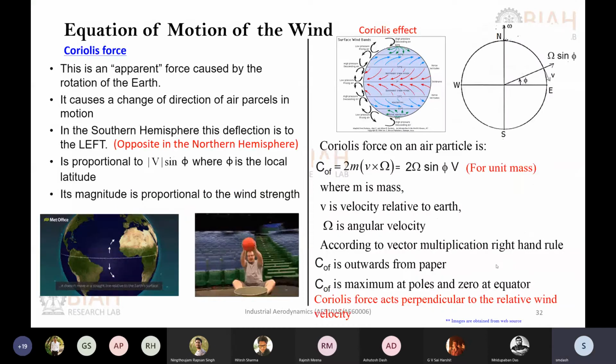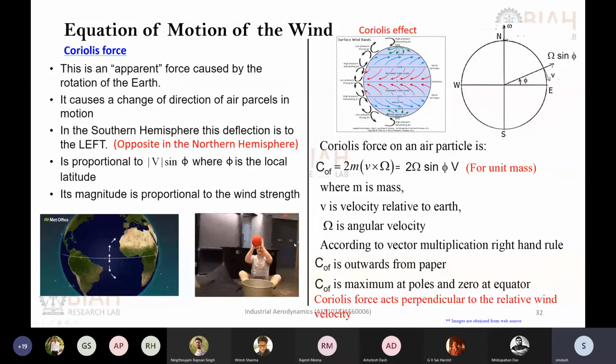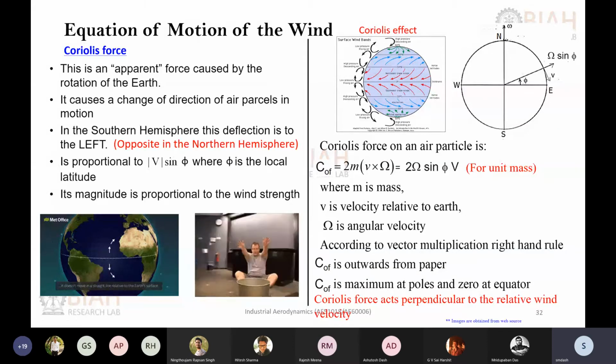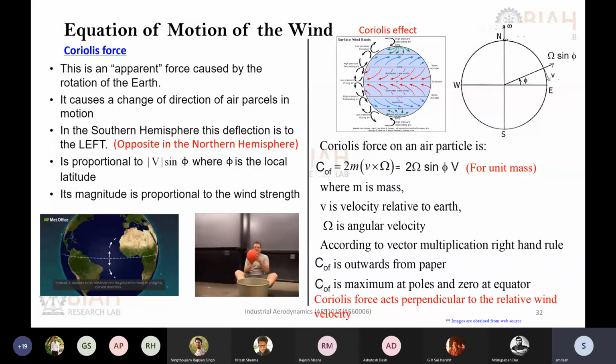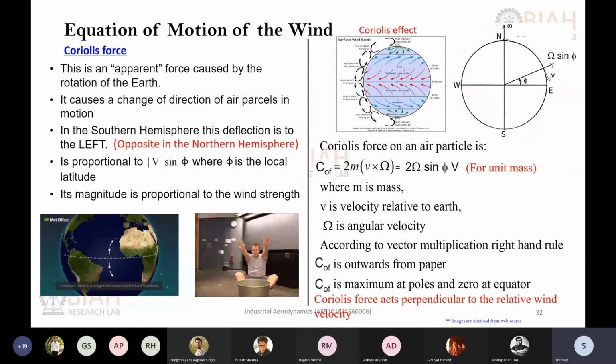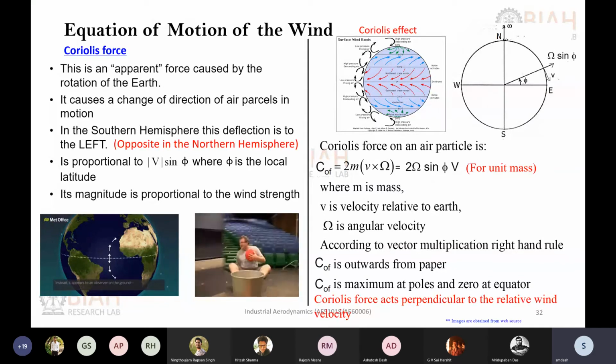All right, so then the next force is your Coriolis force. Okay, I have G4. So Coriolis force, this one is like I have said, it is an apparent force. It is not a real force. It is actually observed in a rotating frame of reference.